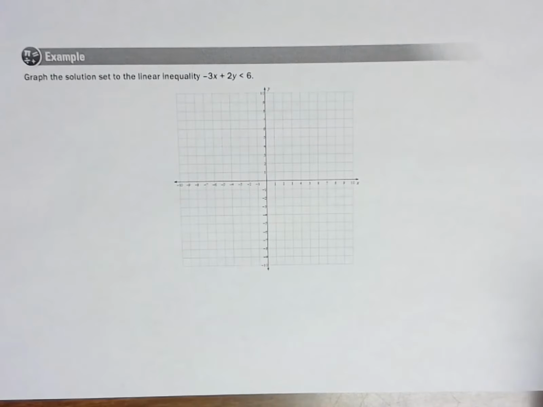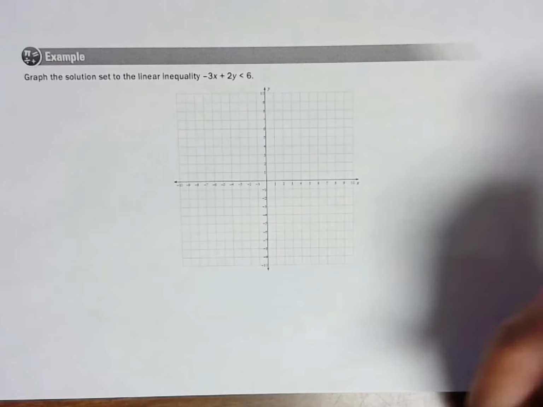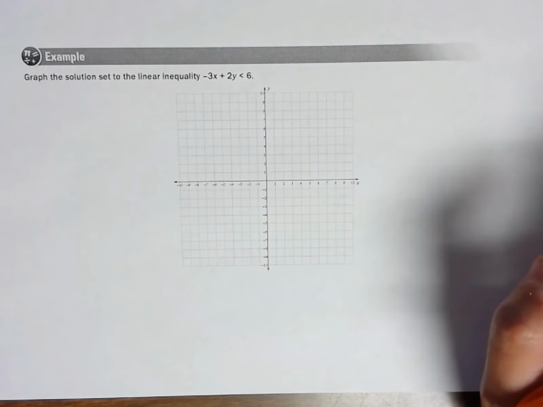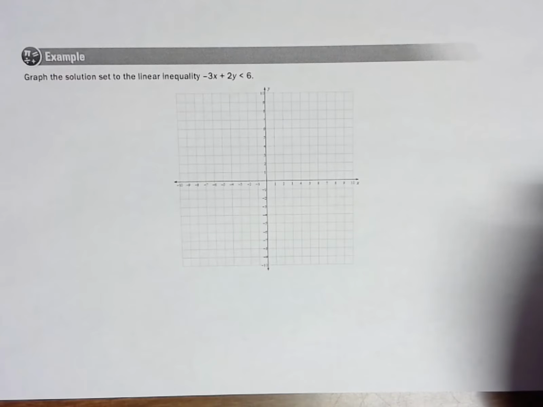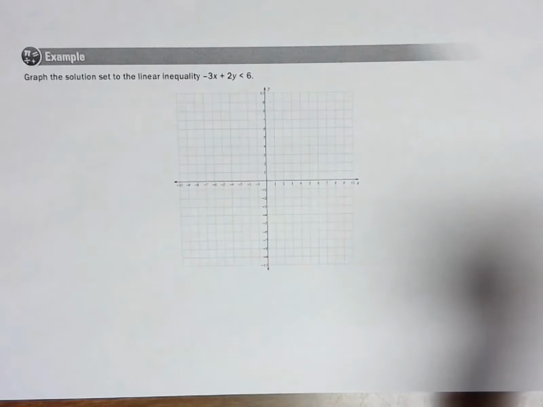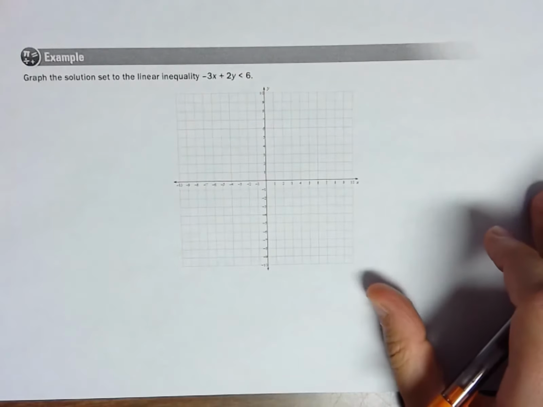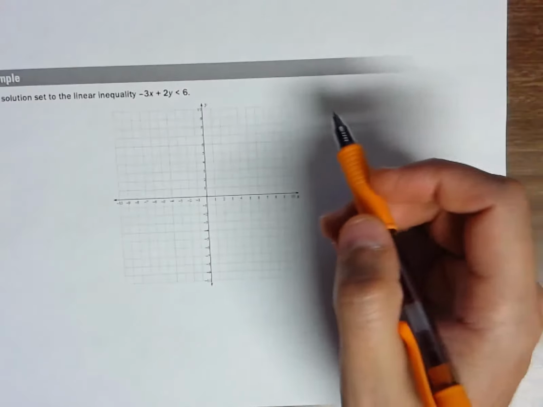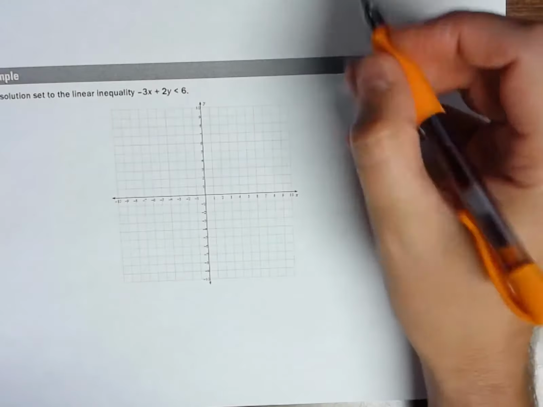So first of all, I like to rearrange these. Let's put it into slope-intercept form. I think it's quicker to graph that way. We could get intercepts and do it that way too. But I'm going to go ahead and rearrange this. I'll just do that over here on the right side.